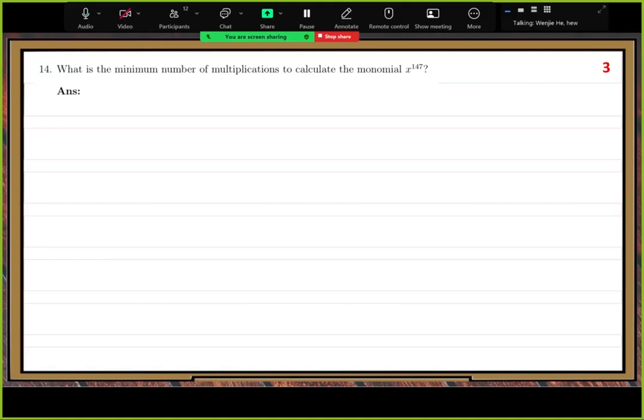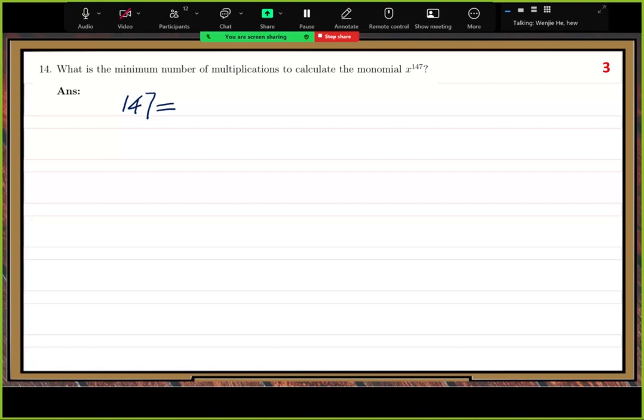Try to take advantage of the special structure and save the multiplications. All right, so here, the structure, 147. How do we decompose it? There are many different ways, right? Many different ways.